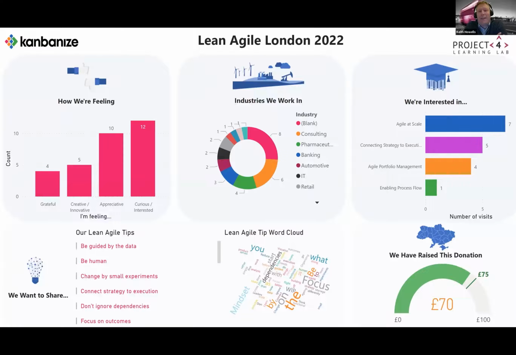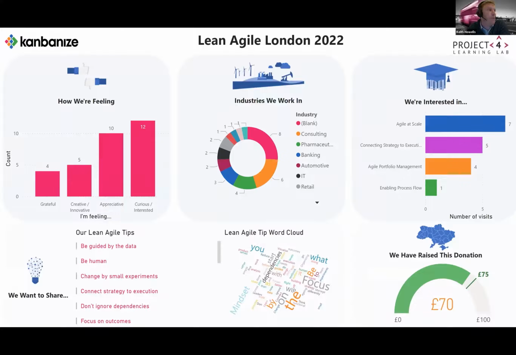Then you can see we had a breakdown of the industries that they work in. 8 people declined to answer, but there was a spread of different people in different industries. And then you could see the people who did answer were most interested in agile at scale, and then connecting strategy to execution, portfolio management, and not so many in terms of enabling process flow, although loads of people were really interested in the flow analytics that are in Kanbanize.